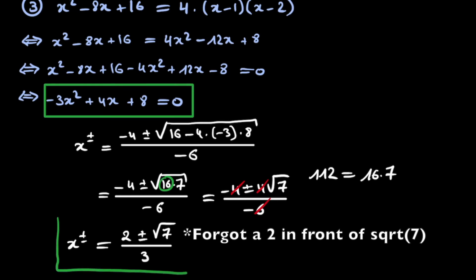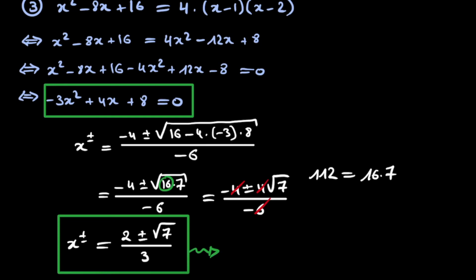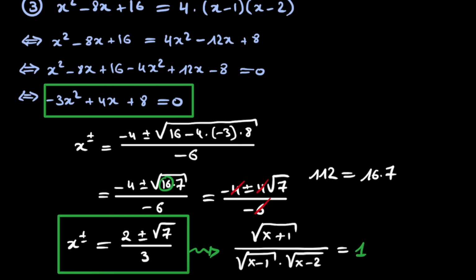And this is our final solution, which, if we didn't make any mistakes, effectively solves the following equation: the square root of x plus 1 divided by the square root of x minus 1 plus the square root of x minus 2. And if we effectively fill in our solution, then we should indeed get 1. And this is how we solve a more complicated form of a radical equation. Simply apply the procedure for a normal radical equation twice.